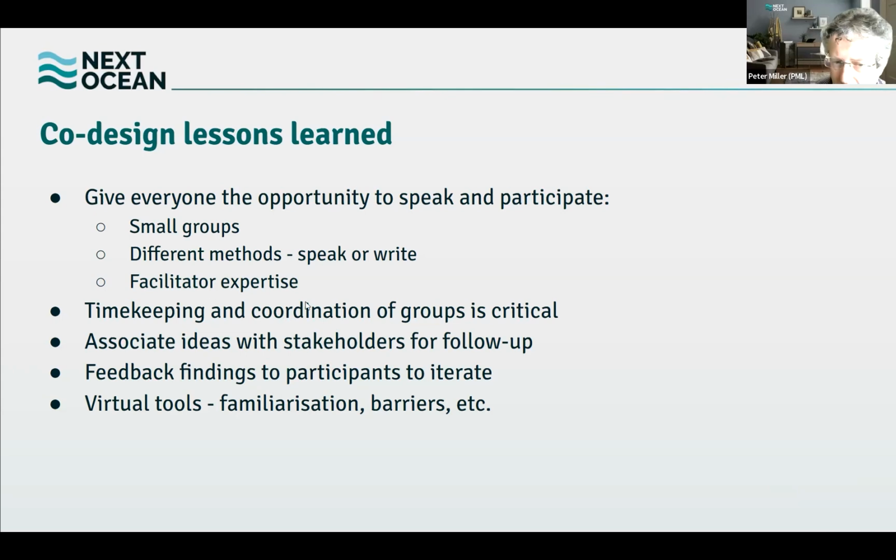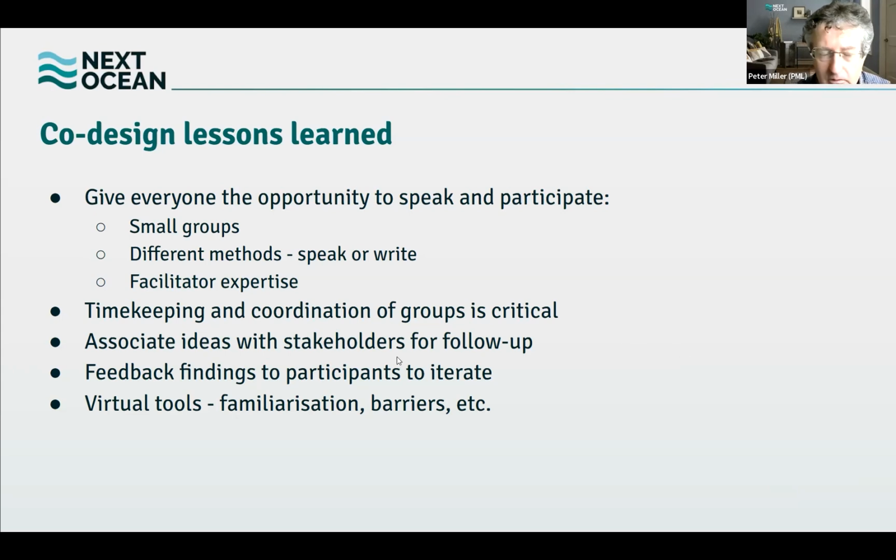So next one is timekeeping and coordination between those breakout groups. We found quite a challenge online because we couldn't see the other groups, what stage people are up to. So if people are doing this online, you really need to have good intergroup communication to make sure that everyone's keeping on track with the tasks, so that you can maximize that time you have together.